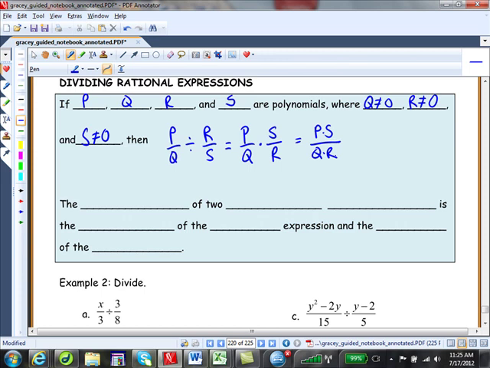So as soon as you invert and multiply, it turns into a problem just like we were working on in the last example. So in words, the quotient of two rational expressions is the product of the first expression and the reciprocal of the second.